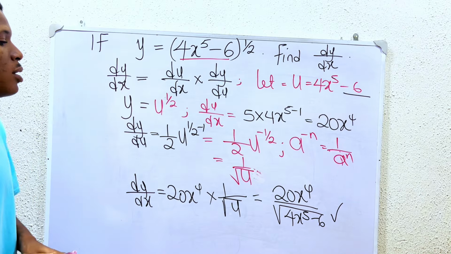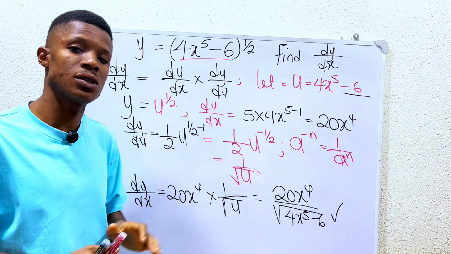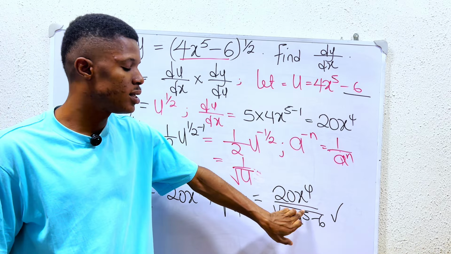Very simple. So whenever you are differentiating a function like this, the solution is always this.